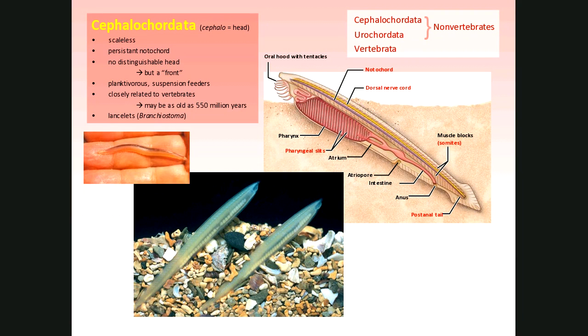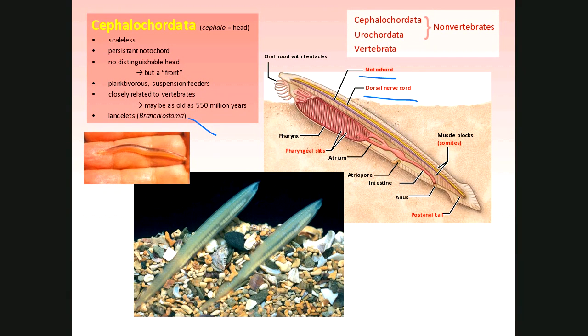Let me type that word in. Lancelet is the common name. Amphioxus is a scientific name, and so is Branchiostoma down here at the very bottom. I think Amphioxus is the older name. I remember right now, it's Branchiostoma. Little tiny critters, no bigger than a few inches long, right? Scaleless, persistent notochord, all right?